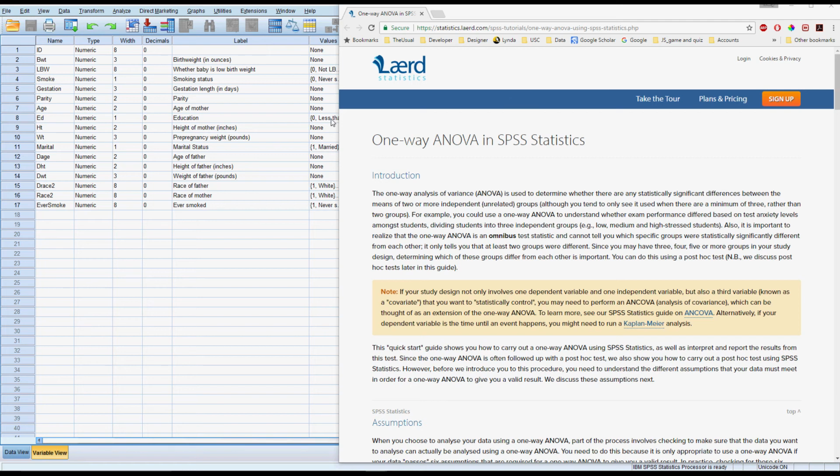I have opened the baby weight data and I'm going to look at doing an analysis of variance to see if there is a difference in the birth weight between the mother's smoking status. So I'm using the process described in Laird Statistics. I do like the way they write it up.